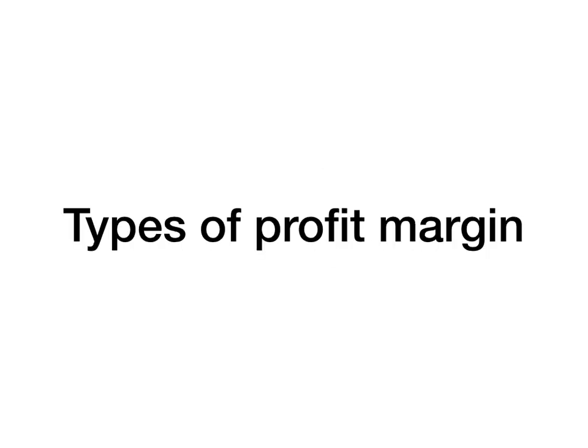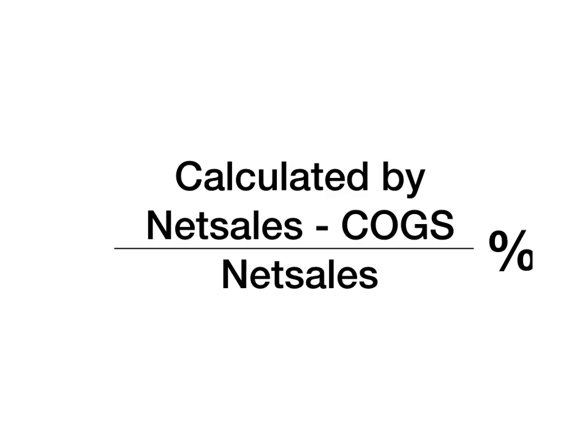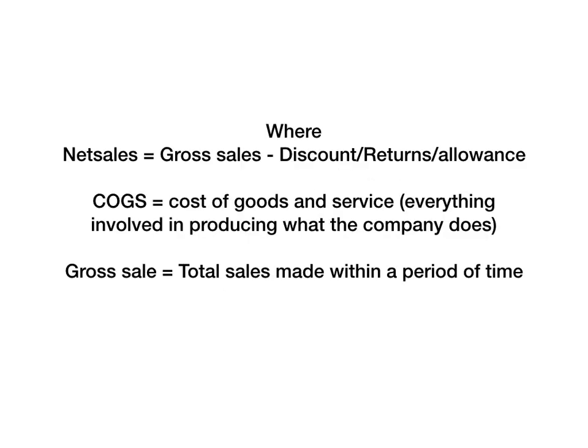Types of profit margin. 1. Gross profit. Gross profit is calculated by net sales minus COGS divided by net sales, as a percentage, where net sales is gross sales minus discounts and returns and allowances. COGS is cost of goods and services, that is everything involved in producing what the company sells. Gross sales is total sales made within a period.